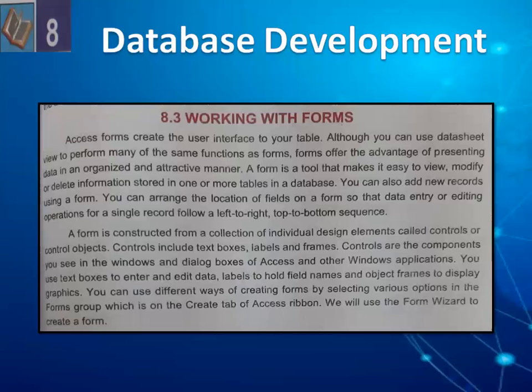So basically a form is constructed from a collection of individual design elements called controls or control objects. Controls include text boxes, labels, and frames. Controls are the components you see in the windows and dialog boxes of Access and other Windows applications. You use text boxes to enter and edit data, labels to hold field names, and object frames to display graphics. So you can use different ways of creating forms by selecting various options in the Forms group, which is on the Create tab of the Access ribbon. We will use the form wizard to create a form.